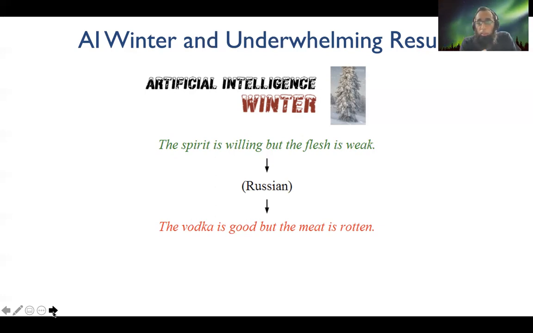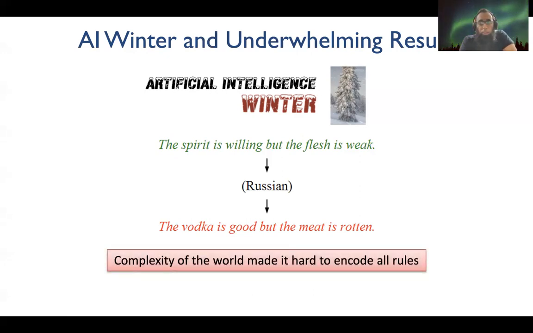The wrong kinds of synonyms are being used. Spirit here is in the sense of the human spirit. It does not mean the wine, the alcoholic spirit. And flesh here is used metaphorically. It's not used in the sense of meat. So this is the kind of problem we can come across when you do AI in a very superficial manner.